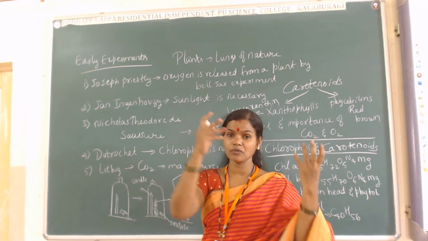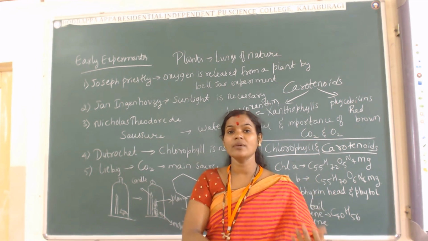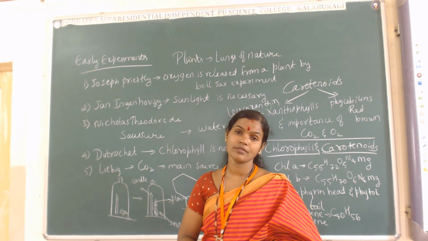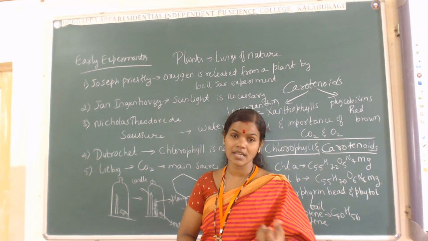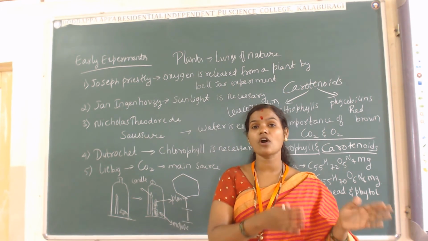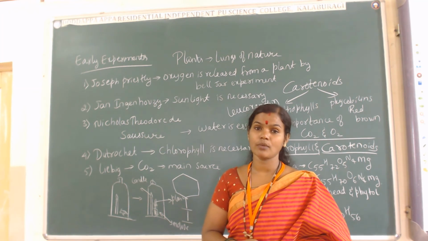Suppose there is a low frequency or low wavelength range in the red light, then it is leading to less rate of photosynthesis. So that is called as Robert Emerson's enhancement effect, or red drop effect we will call for that.